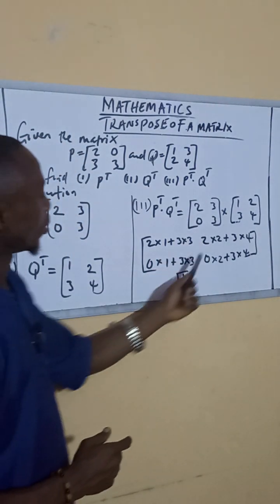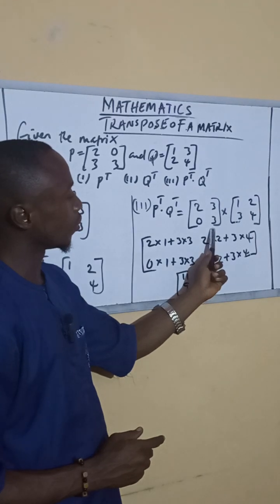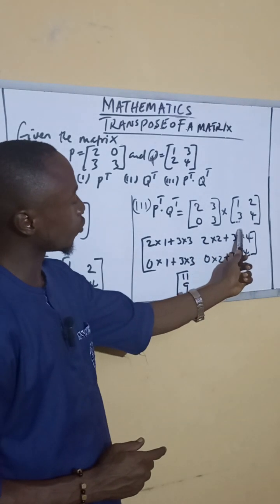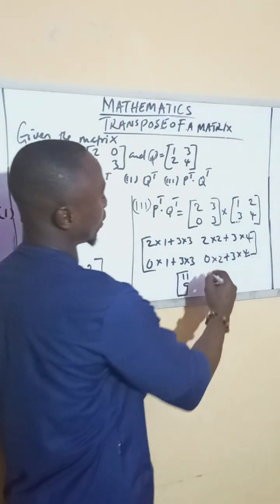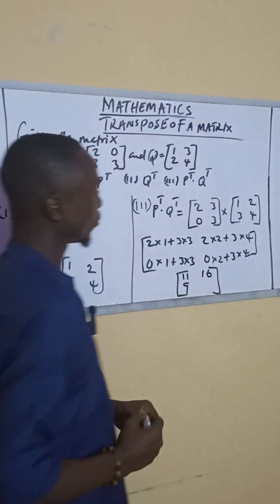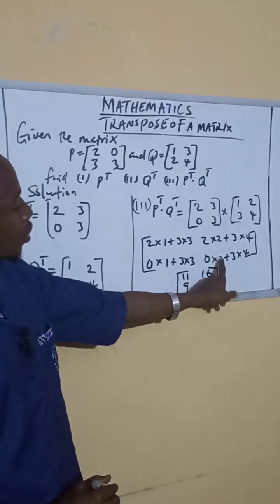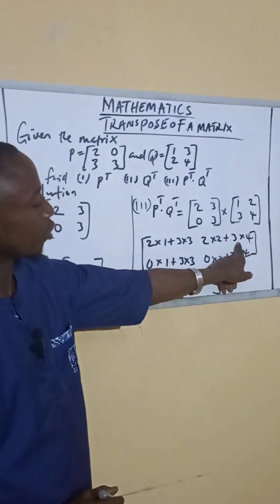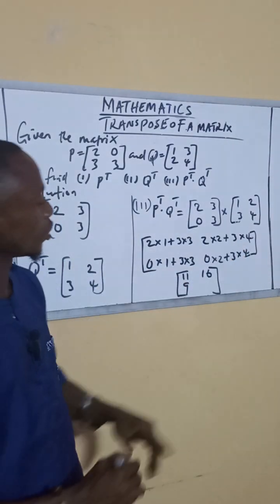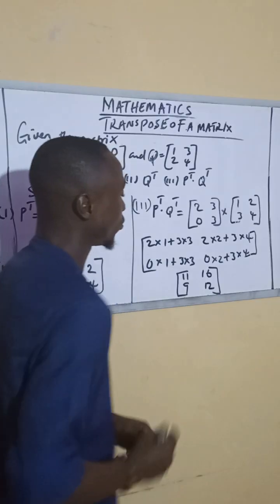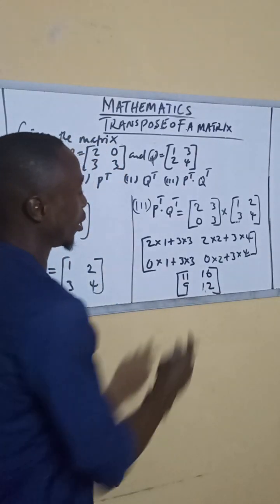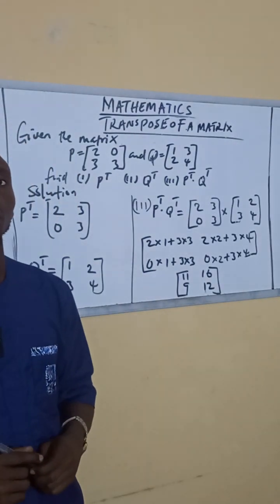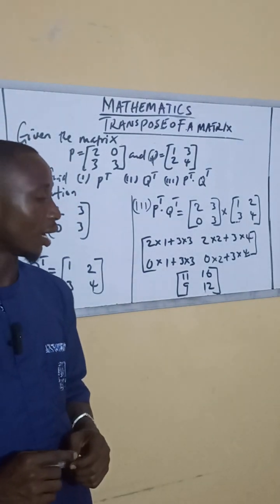Now let's go to the next one. 2 times 2 will give us 4. 3 times 4 will give us what? 12. 12 plus 4 will give us 16. Now the next one here, 0 times 2 will give us 0, plus 3 times 4 will give us what? 12. 12 plus 0 will still give us 12. So like this, we've ended up going back to a 2 by 2 matrix. It's as easy as that.